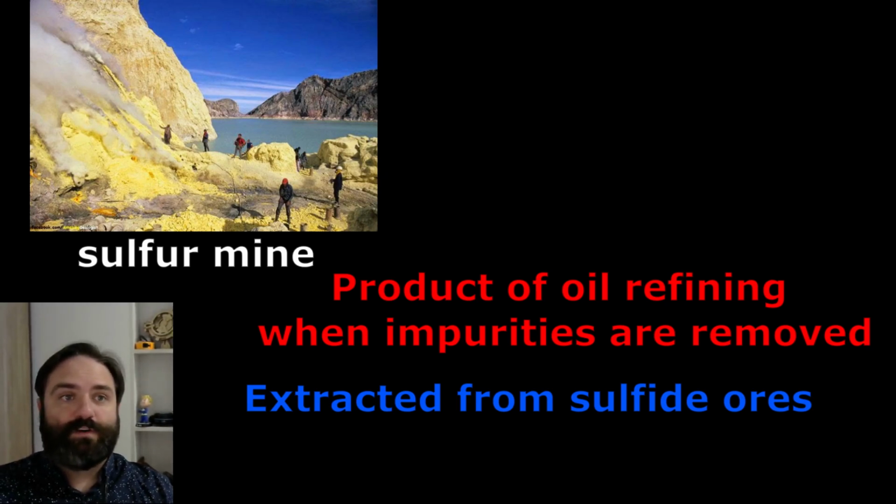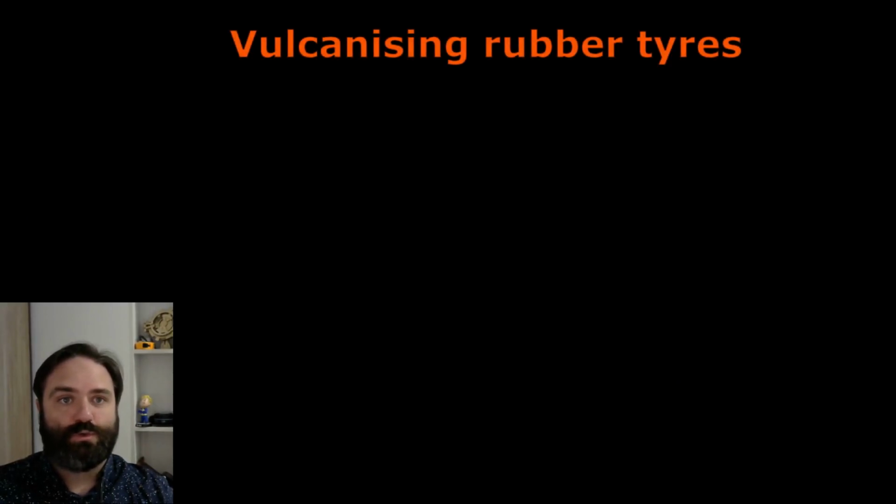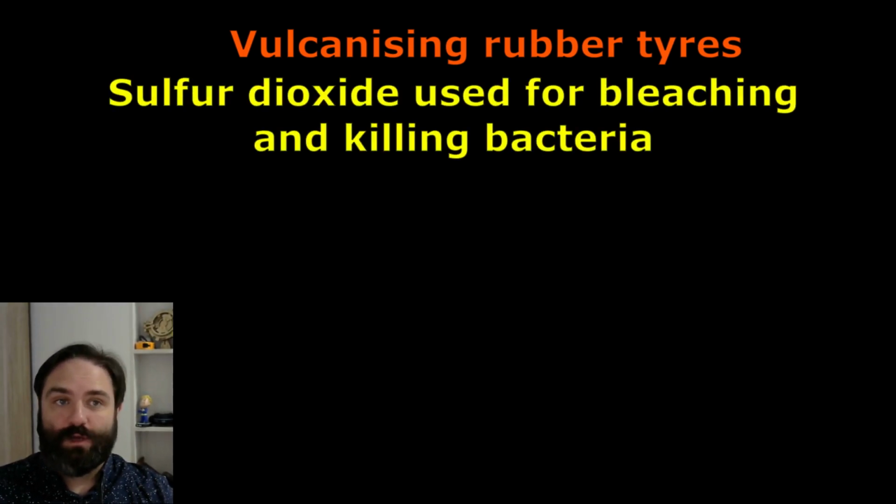Why is it important? Sulfur has many uses in industry. For example, it's added to rubber for tires in a process called vulcanizing. Makes the rubber more flexible and sturdy. It can be used to make sulfur dioxide by burning sulfur in air, and sulfur dioxide itself is used to bleach paper and to kill bacteria in food and drinks.